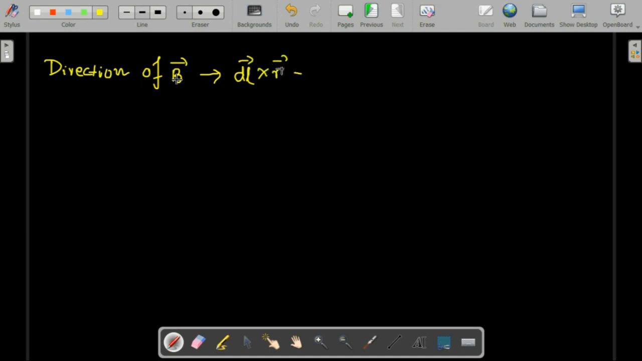If you remember the cross product rule, if a is equal to b cross c, that means a is perpendicular to the plane containing b and c. If you have a plane, this is my b and this is my c, the direction of a would be perpendicular to both b and c. It's not that b and c will be perpendicular to each other, but a will be perpendicular to both b and c. This is the logic which works.